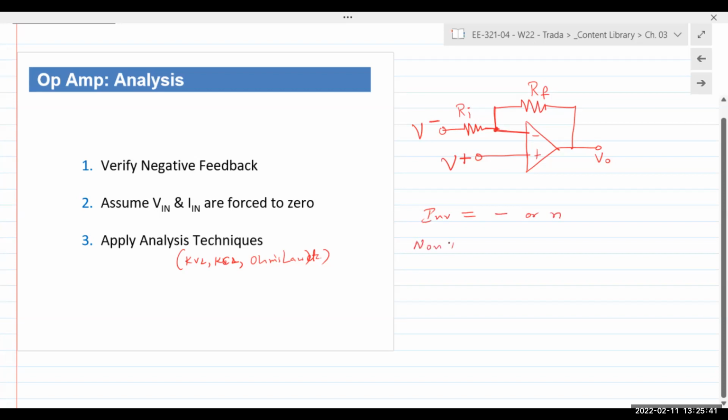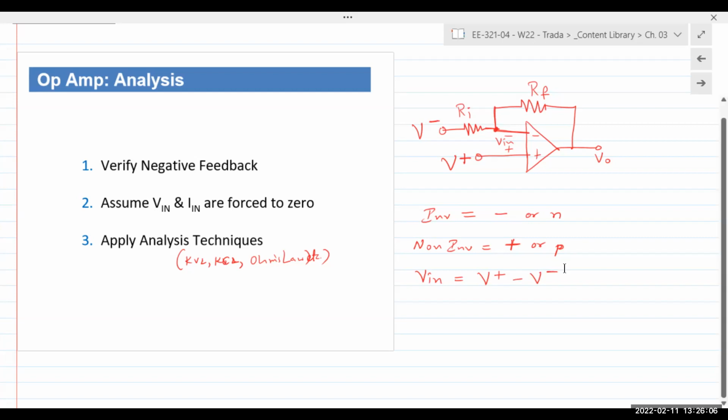and non-inverting are referred to with the notation of plus or P. Okay, plus or P. And Vin is the input going into the op amp, would be V plus minus Vin. Okay, V plus minus Vin.